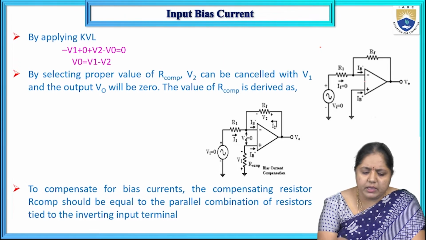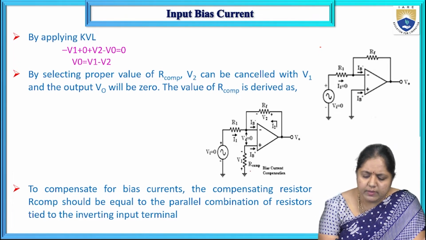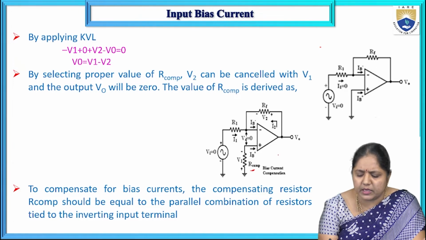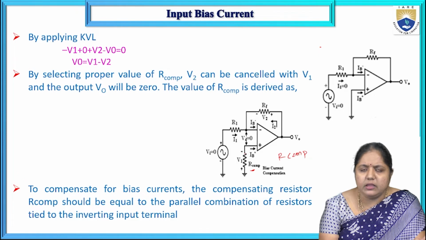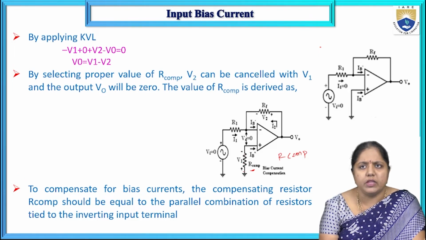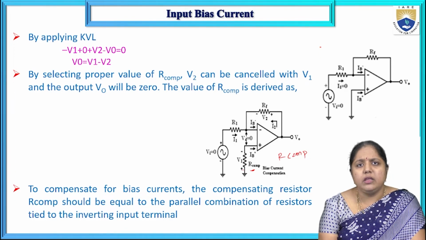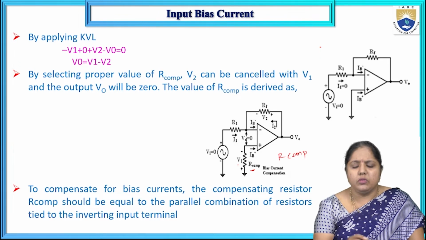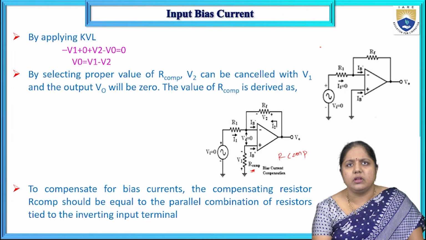Now here, to compensate the erroneous output voltage, I am taking one compensation resistor. That compensation resistor is represented as R comp. I am connecting this R compensation resistor at the non-inverting terminal of the op-amp. Now the next step is I need to find the amount of R compensation resistor I need to consider. So that R compensation value is required.